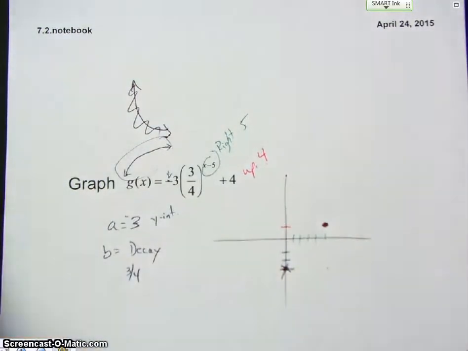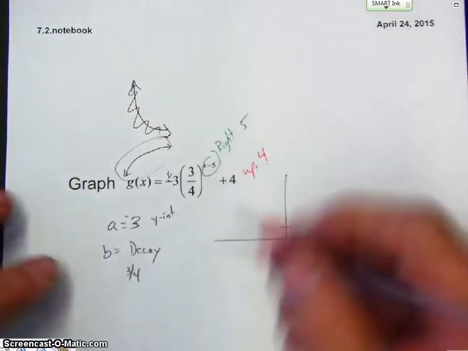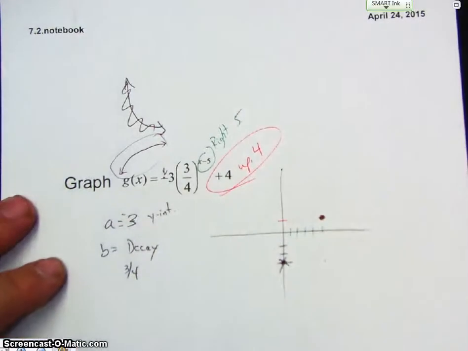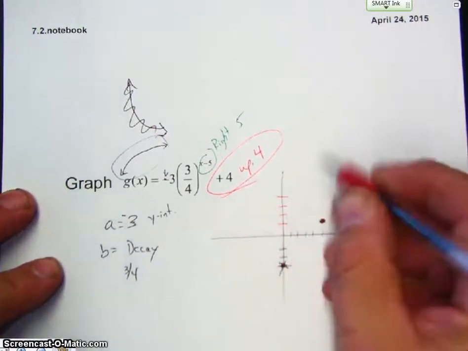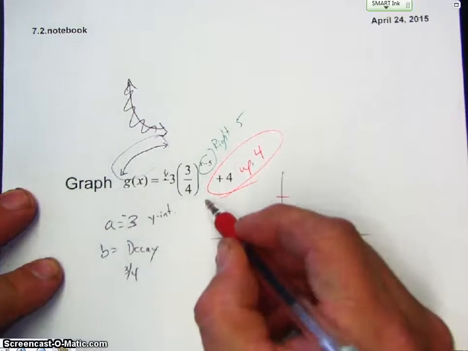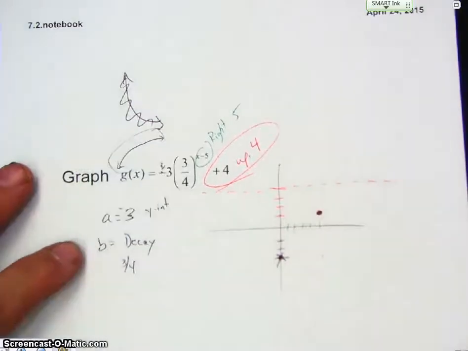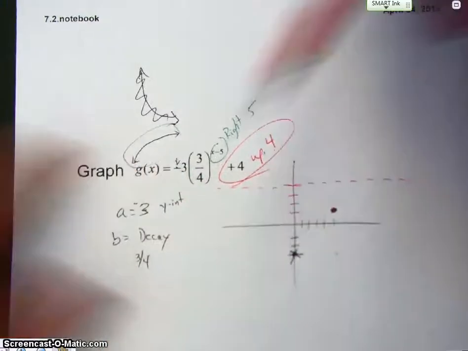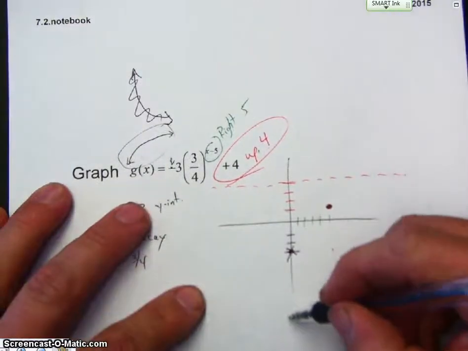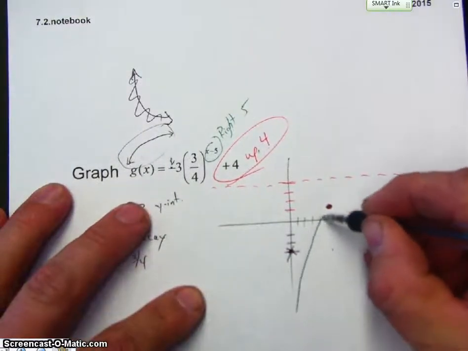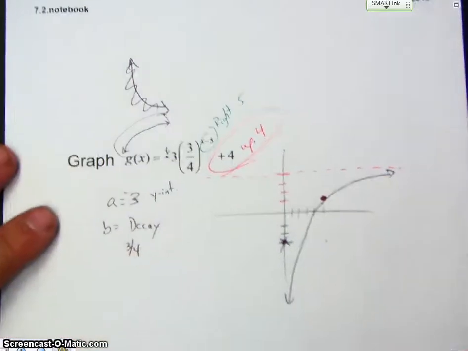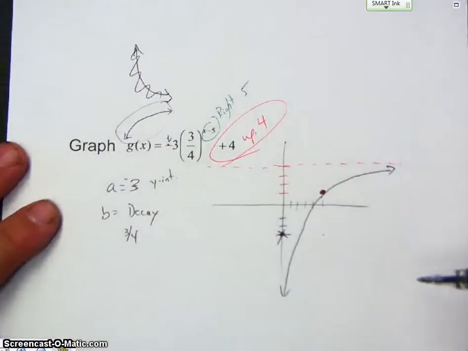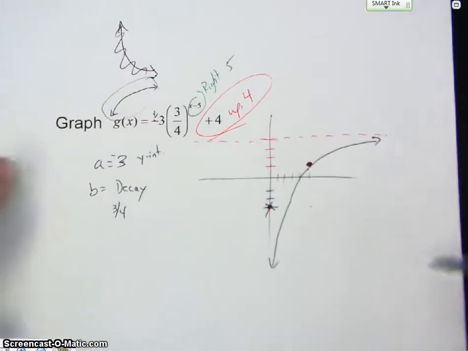Now, as I said before, K is your new horizontal asymptote. So at +4, so 1, 2, 3, 4. Draw it. Now sketch this curve, but do not touch the asymptote. Make sure you go through the point. I sort of missed it. All right. And there you go.